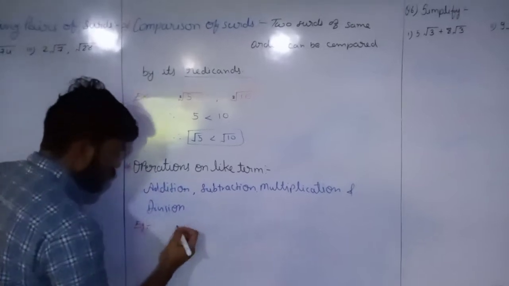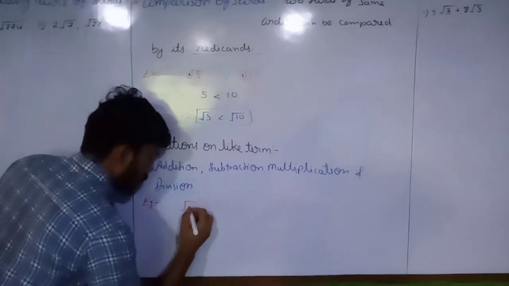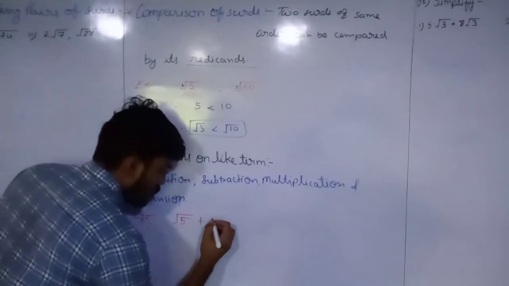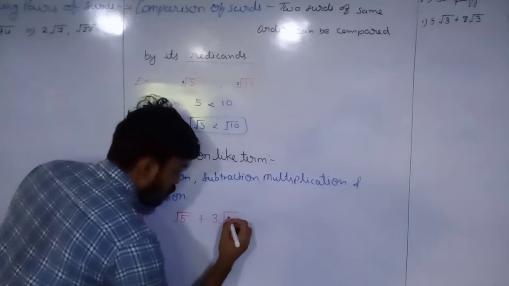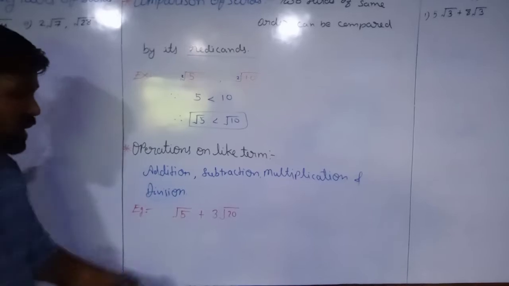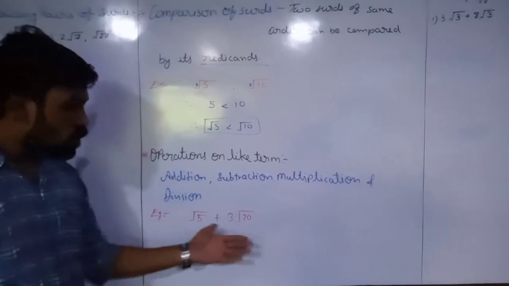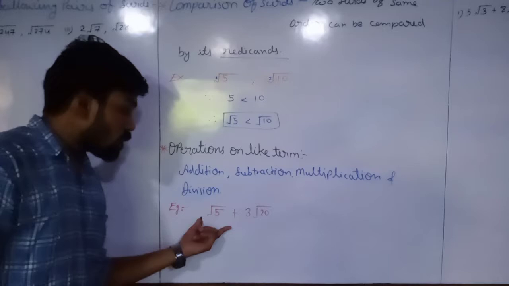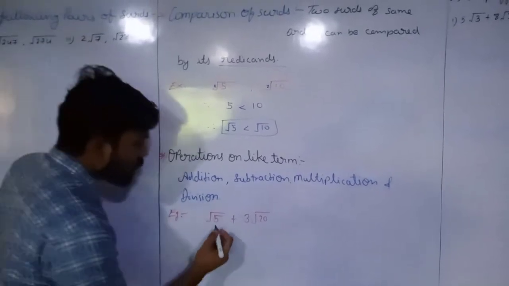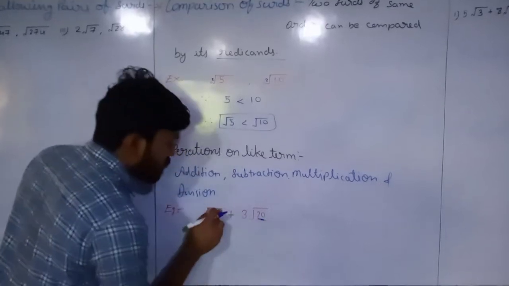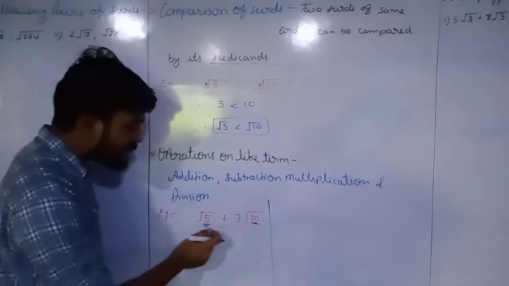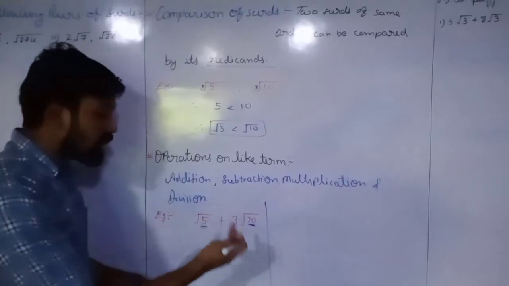Here, root 5 plus 3 root 20. This way we have the two surds: root 5 and 3 root 20. As I said, we compare these radicands. Here we have 5, here we have 20. Are these two the same? No. Let's make them the same.